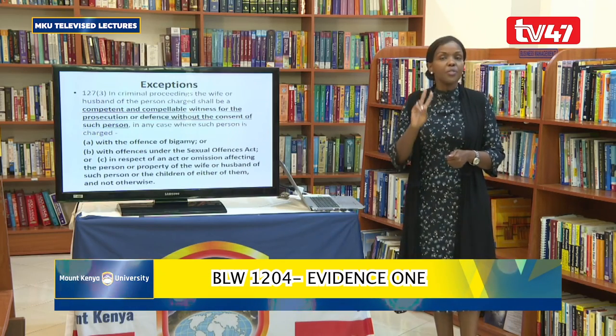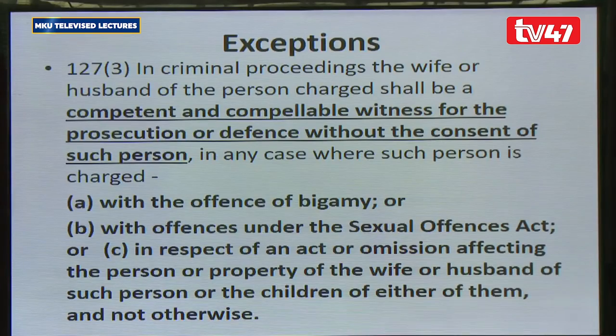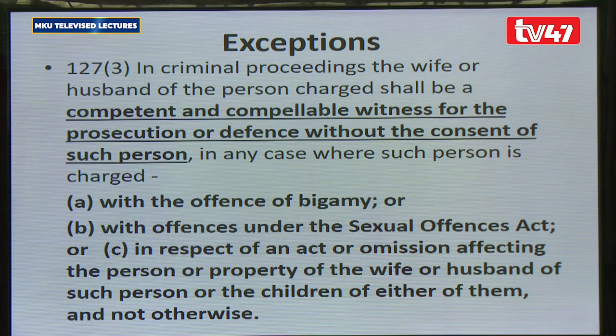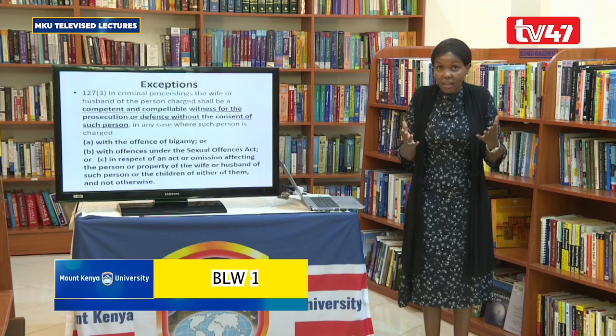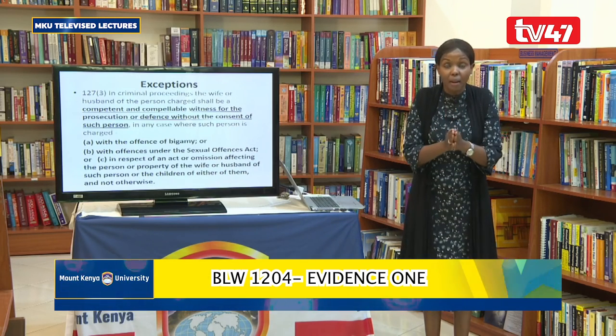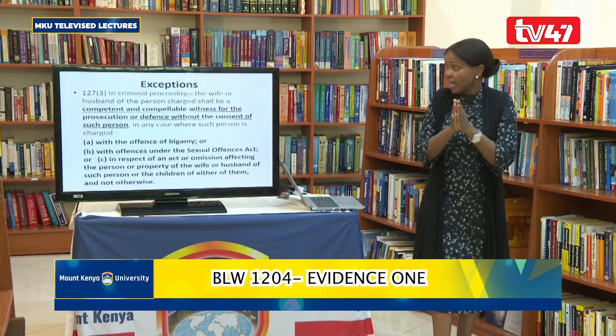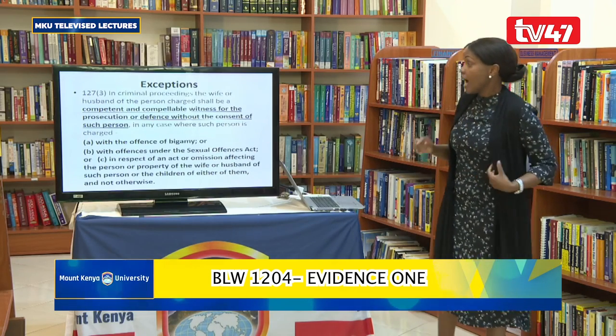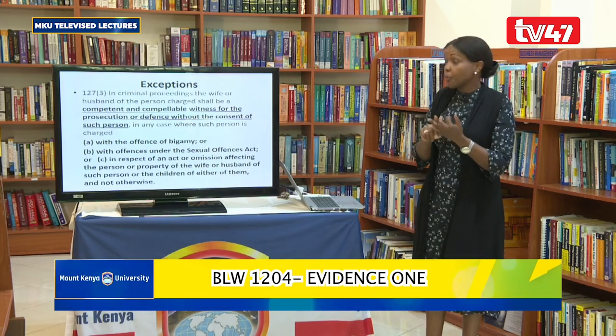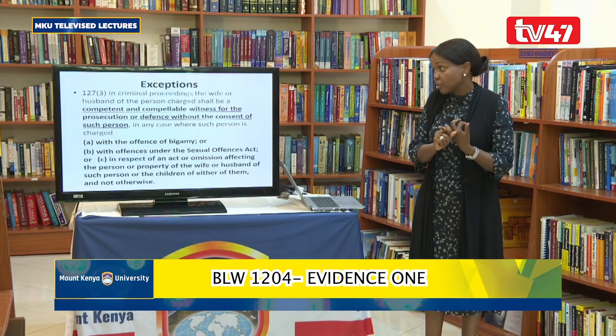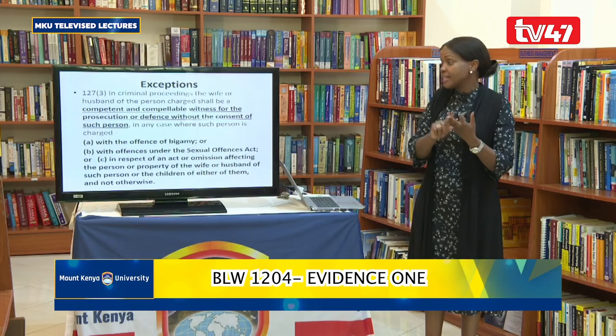Number two, if the spouse has been charged with an offense under the Sexual Offenses Act, it doesn't even categorize what type of offense. Any offense under the Sexual Offenses Act, the spouse will be compelled to testify against them. The rationale for this, I guess, was crimes, for example, like incest. So for that one, competent and compellable. The last one, C, in respect of an act or omission affecting the person or property of the wife or husband of such person or the children of either of them, and not otherwise.